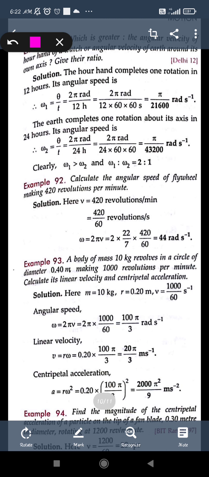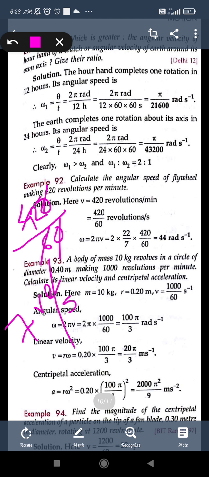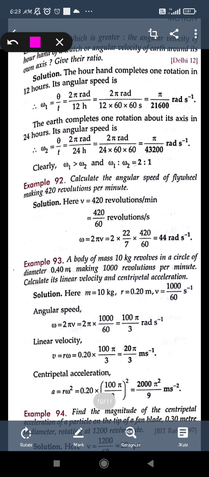The next question: calculate the angular speed of a flywheel making 420 revolutions per minute. We have read that the number of revolutions per second is said to be frequency. To convert it into revolutions per second, 1 minute is equal to 60 seconds, so we divide by 60, which gives 7 revolutions per second. This is the unit of frequency, and it can also be written as hertz. So nu is equal to 7 revolutions per second.